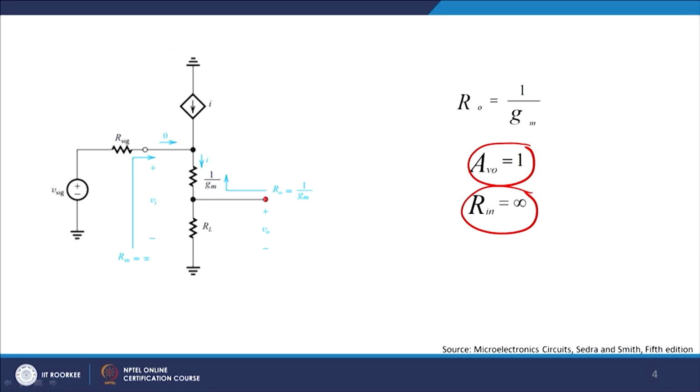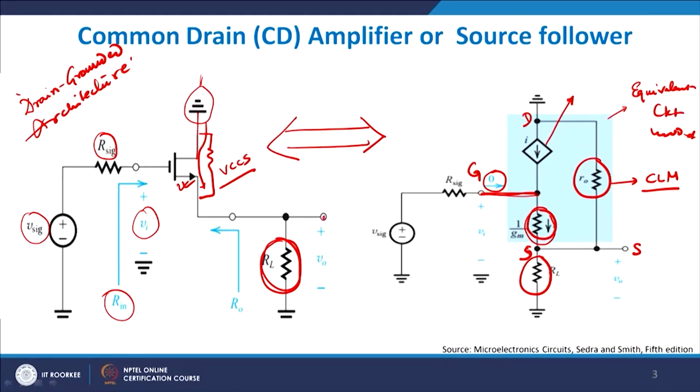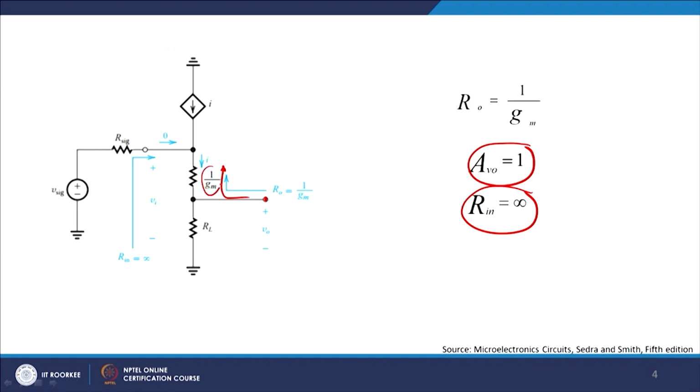So, if you are looking at the output here in the equivalent circuit model, this is my output and you are looking into this region. Sorry, not from the drain side, I will just explain to you. This is my output, right. So, you are looking from this side. Looking from this side is basically looking at the source end of the device, right. Source of the device means 1 by GM. So, I get R0 equals 1 by GM, right.